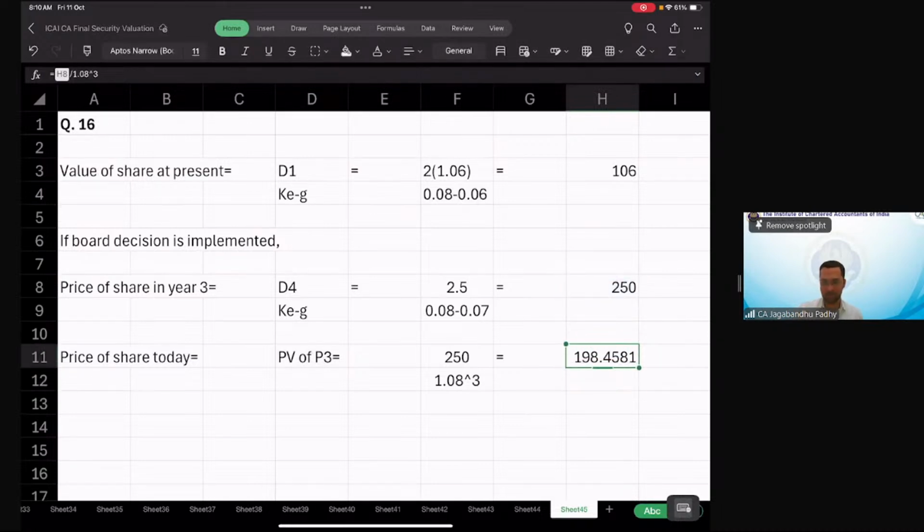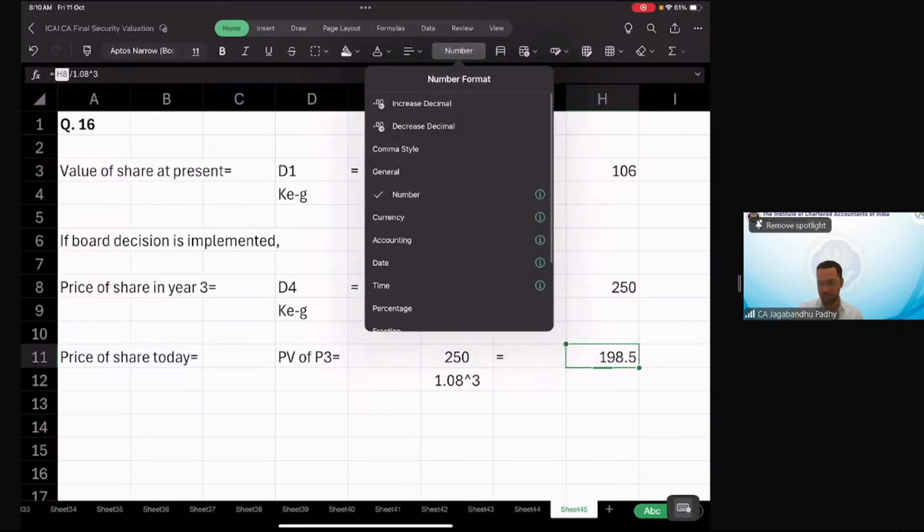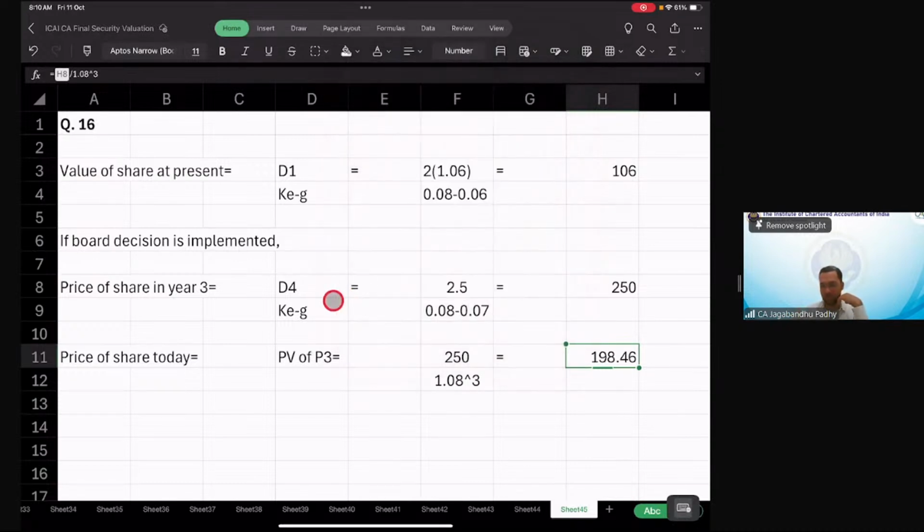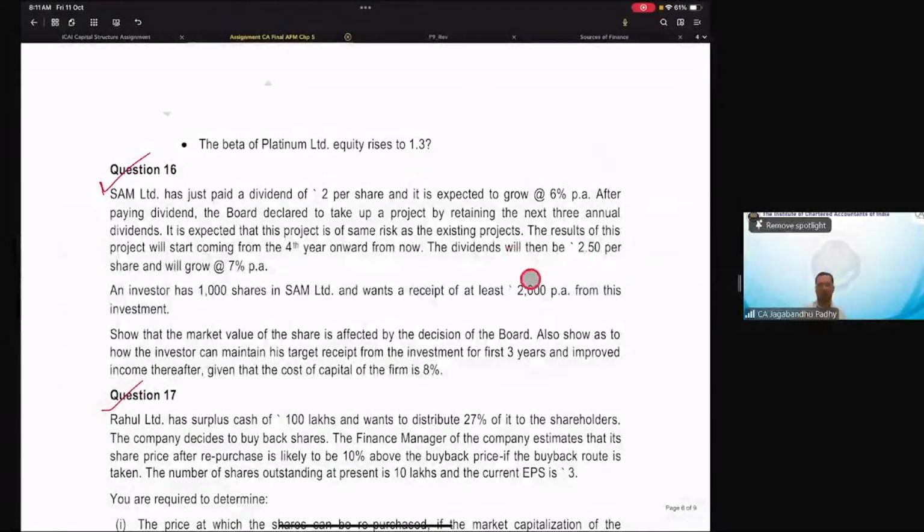So the current market price of the share, if this decision is implemented, is going to jump from 106 to 198, in view of the anticipated increase in the earnings and also a faster growth in the share price. Right? So the price of the share today will be 198.46. Now, the investor over here requires a targeted cash flow of 2,000 every year.